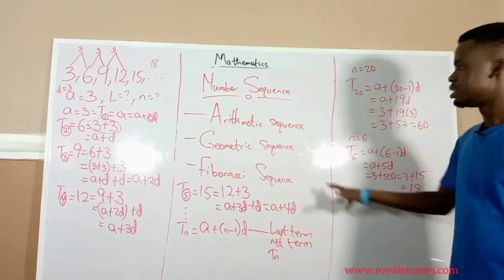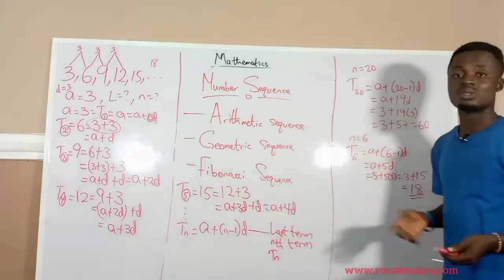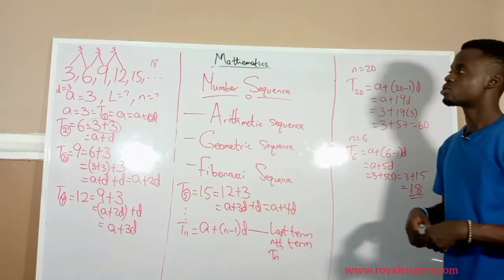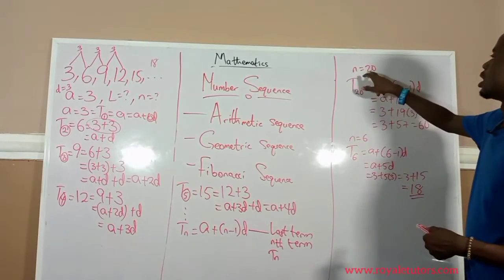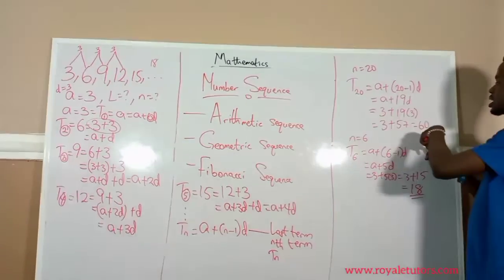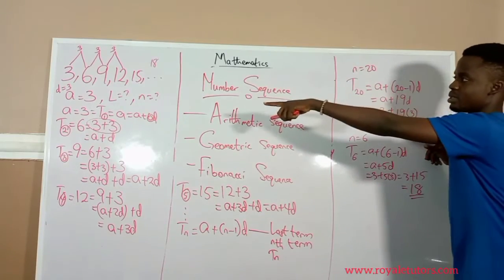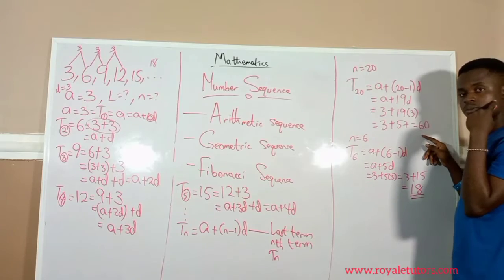Okay, so with this you can get any term you want, because this is referred to as the nth term, which is always the last term. So if you want to find the number of terms, let's say this is not 20 and they just give us 60, we know what to do. Last term, which is 60, minus first term, which is 3, divided by common difference, plus 1. We did that in the previous video.